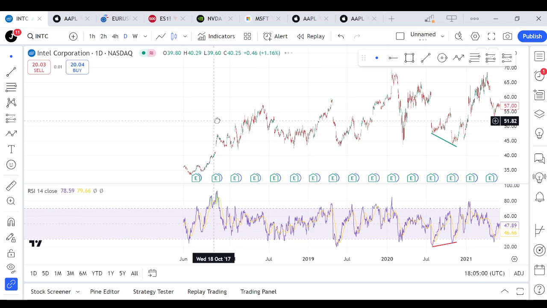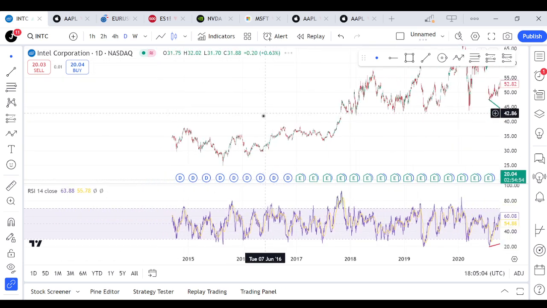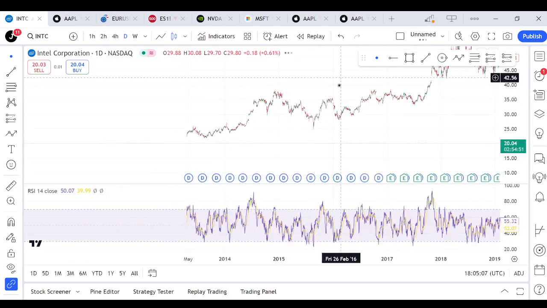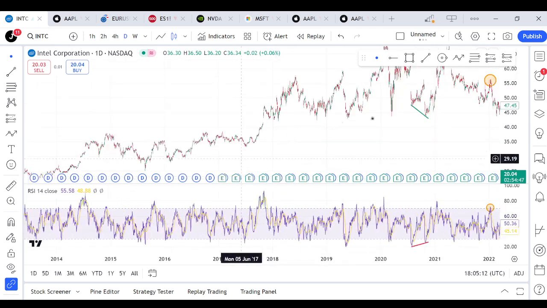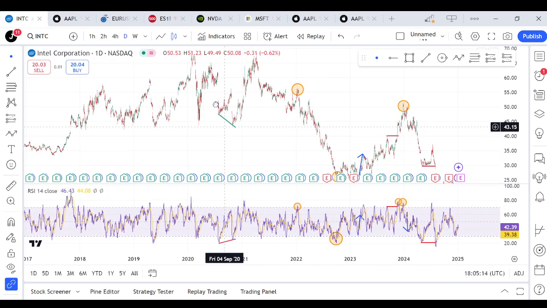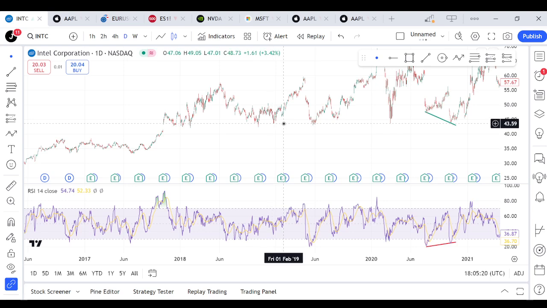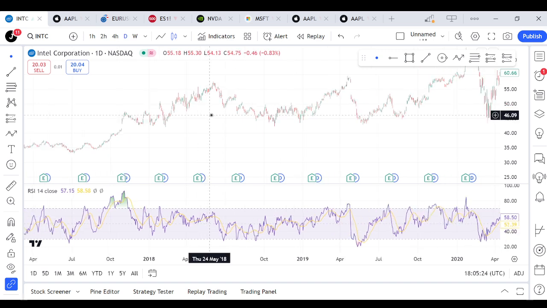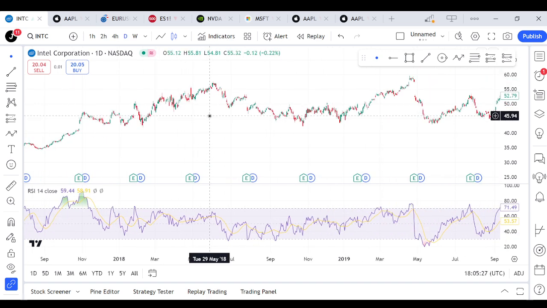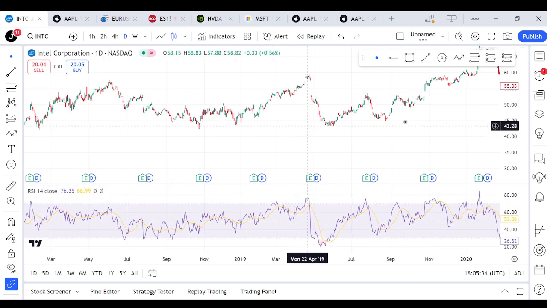So let's look for a bearish divergence to explain the bearish side of things. Just going to try to spot the bearish divergence right here. Okay, I think this is one right here. Okay, that isn't. I'm just going to skip that.